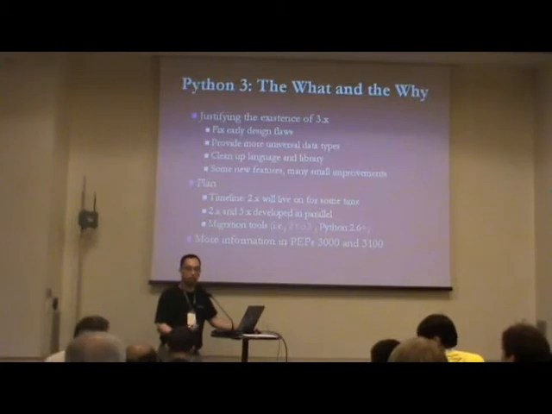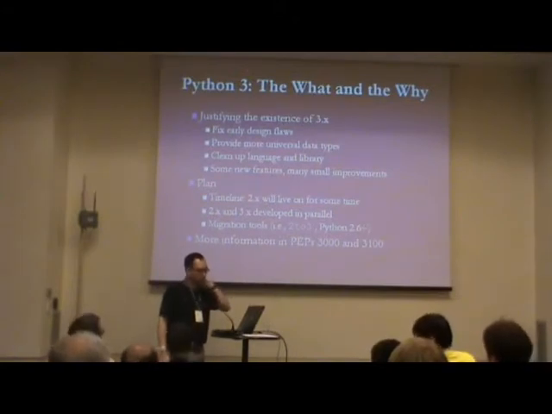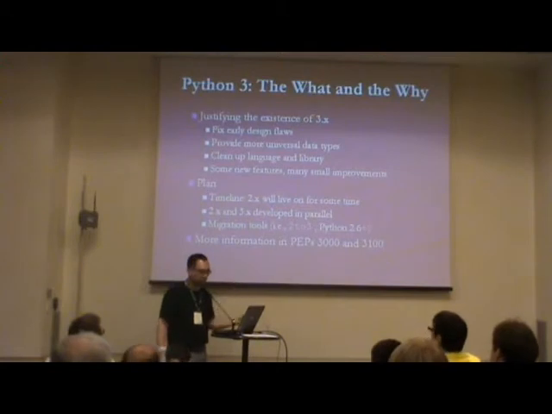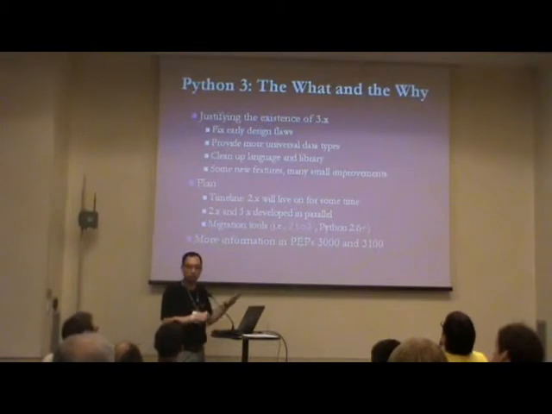If you don't evolve, you're going to die. So that's the main reasoning. So what is the plan? The plan is that Python 2.x will live on for some time. It actually has not been completely end of life yet. In fact, 2.6 and 3.0 were developed in parallel. So usually the case is, oh, just forget about 2.x. Let's just move on to the next one and just drop the old one, right?